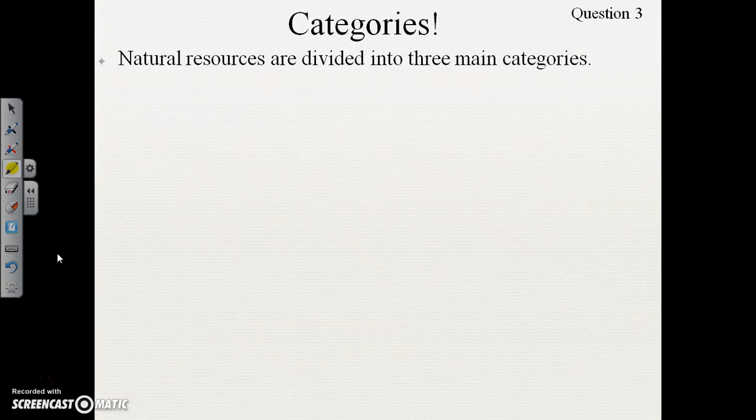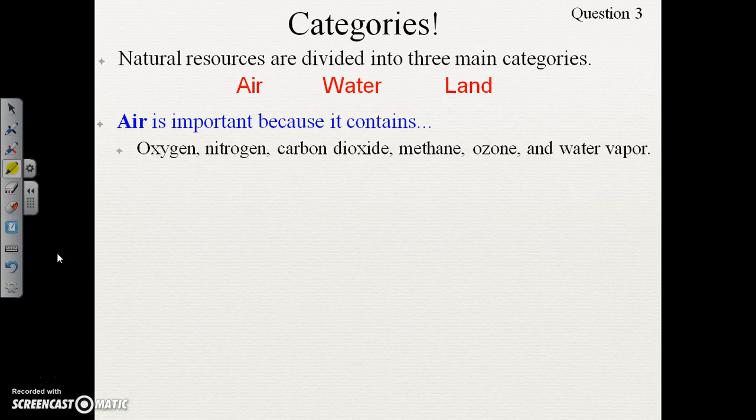There's various categories. Three main categories: air, water, and land. And within those, we're going to divide them again later on. First of all, air is important to us. It contains these six gases: oxygen, nitrogen, carbon dioxide, methane, ozone, and water vapor. Of course, oxygen we need in order to survive. We are inhaling it every single second in order to survive.